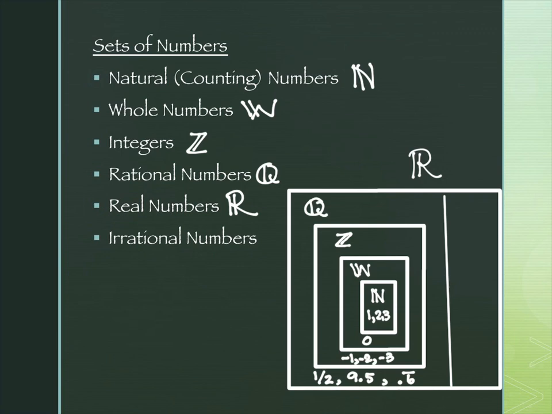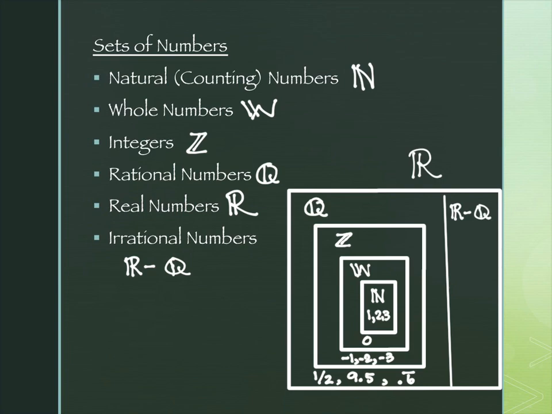So what your book uses is R minus Q. In other words, it's the real numbers and remove the rational ones. Right? It's almost like you're cheating, right? You didn't create your own name. You just decided to borrow a couple other pieces.